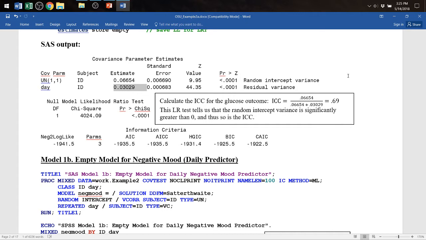Level 2, cross-sectional or longitudinal? Cross-sectional, very good. So 70% of the variance would have been there had I measured these folks once. 70% is because some people have higher glucose in the morning than other people. So 31% has something to do with time.